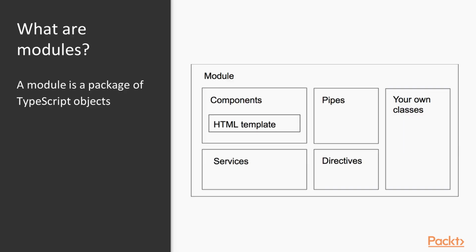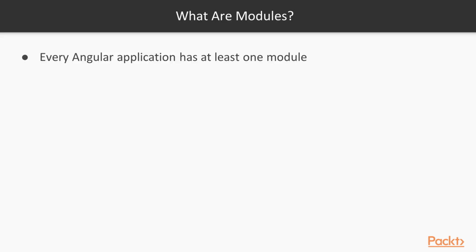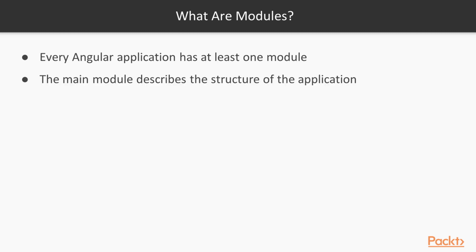So what are modules? In a nutshell, a module is a package of TypeScript objects. So in the case of an Angular application, a module is made up of components, pipes, services, directives, and any number of your own classes. Every Angular application needs at least one module, which is defined in app.module.ts. The main module describes the structure of the application.